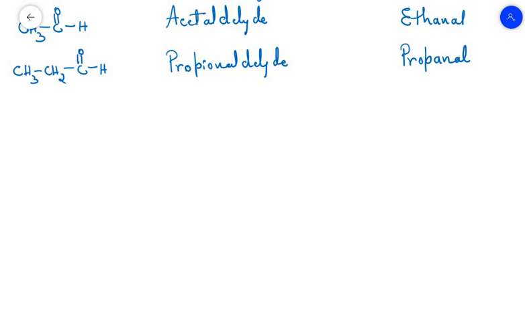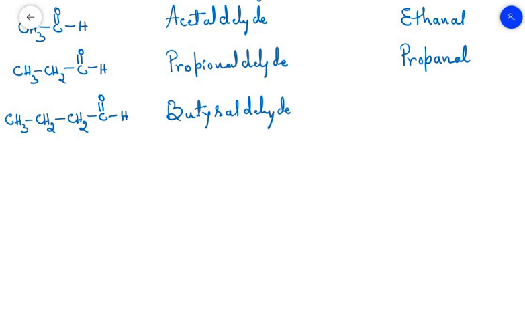The next compound has 4 carbons, CH3 CH2 CH2 C double bond OH. So this compound is called butyraldehyde, and the IUPAC name is butanal.